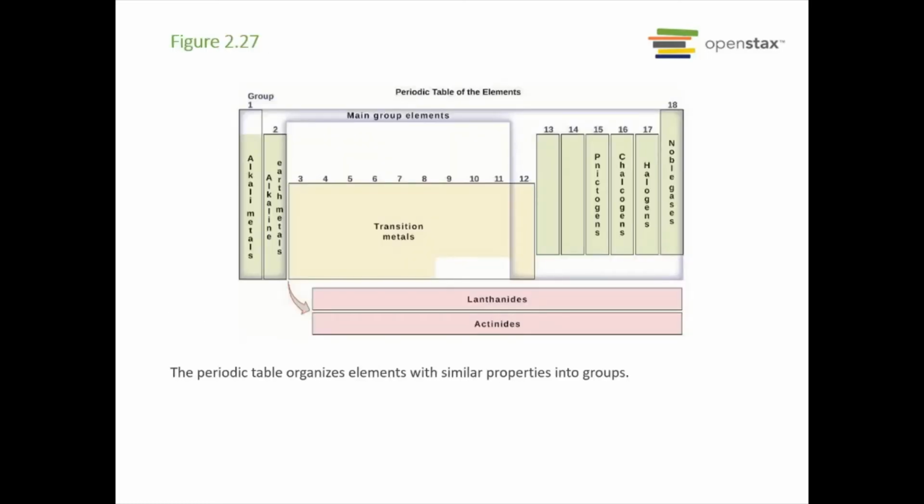So here's just this periodic table showing you the different group names, showing you which ones are the main groups, which are the transition elements.